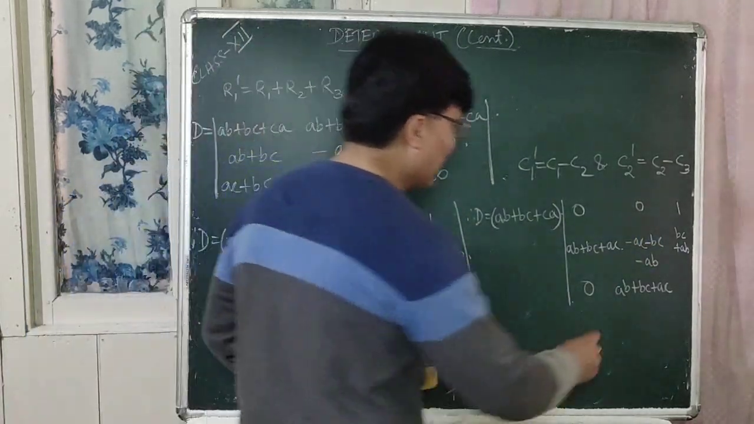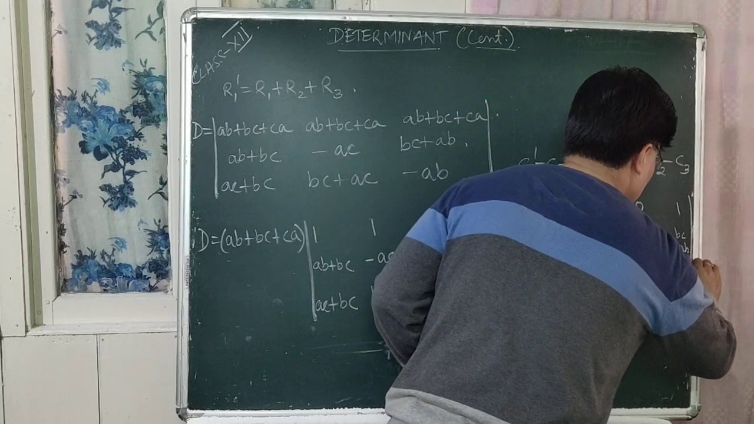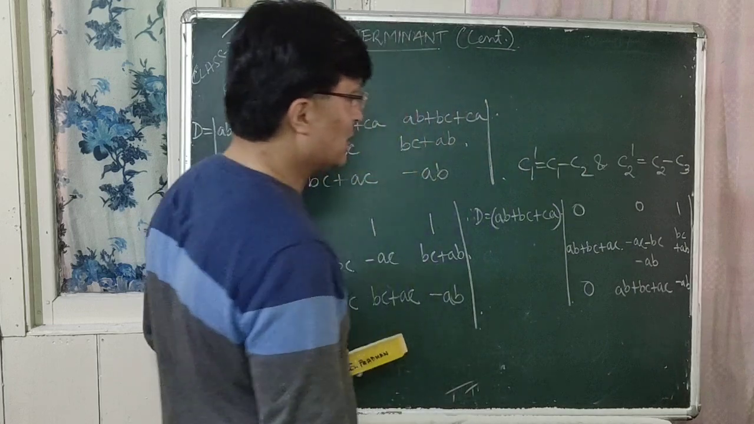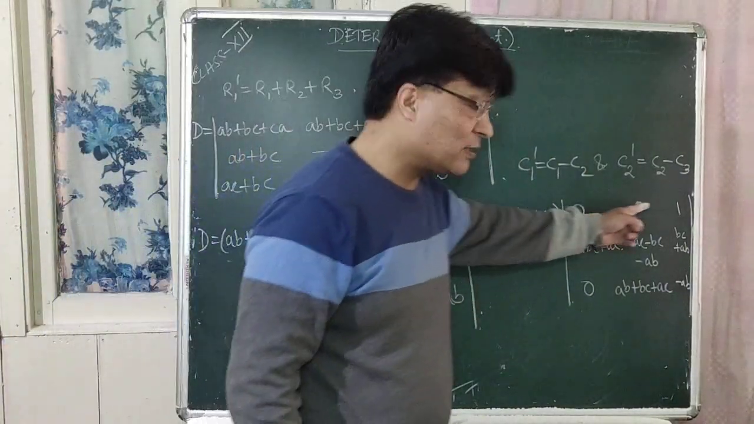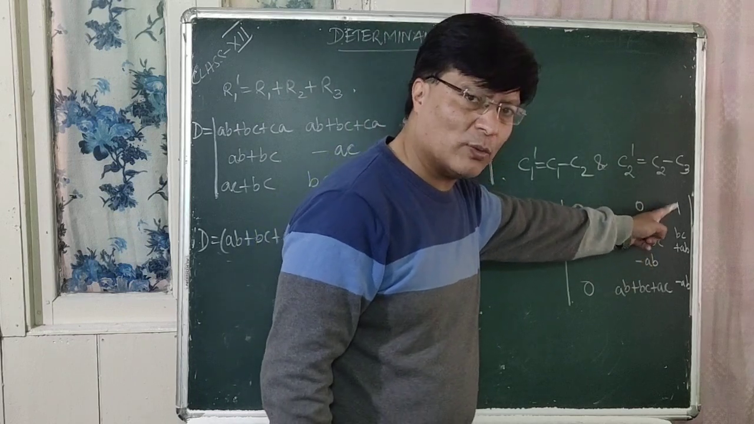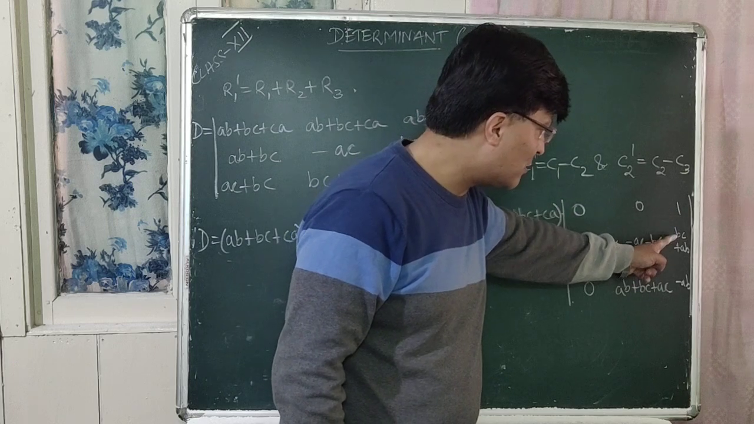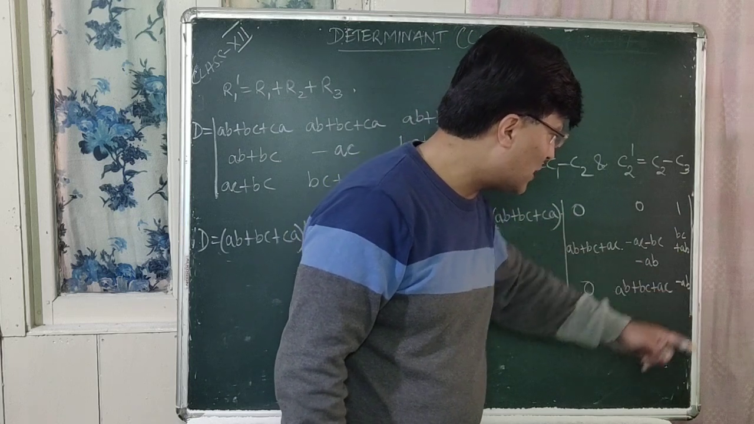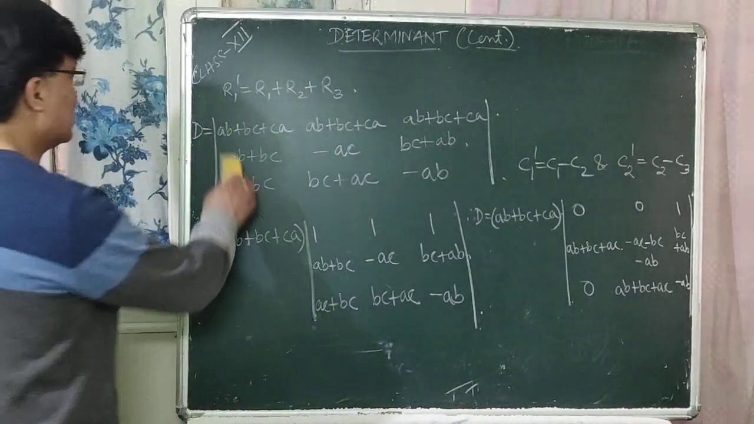Then write down minus AB. This is your minus AB. So this determinant is closed. Is it clear? So now this third column is, first element is 1. What is the second element? In the third column, the first element is 1, the second element is BC plus AB, and the third element is minus AB. Is that right? Okay. Now let's simplify it.